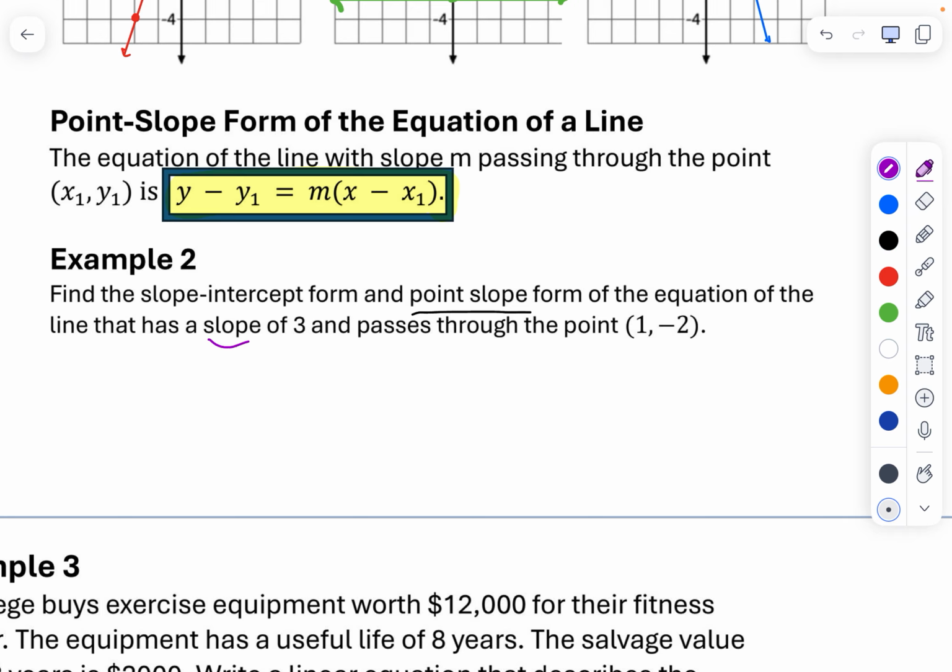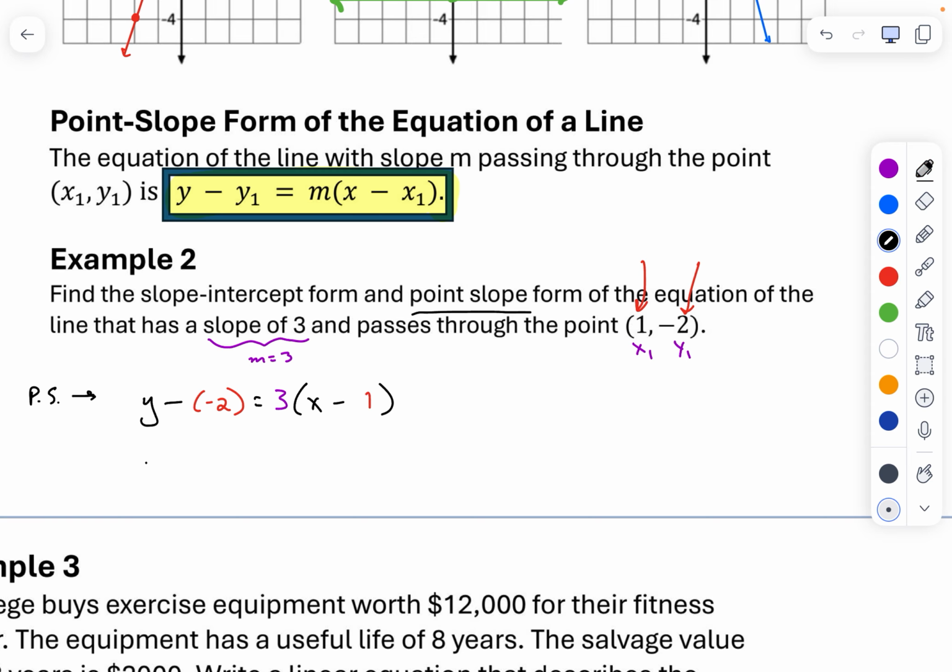So if the slope is 3, that tells us that m equals 3. If it goes through the point, now we know x1, y1. So we know that x1 equals 1, y1 equals -2. So as we're building the point-slope form, it's going to look a little something like this. y minus, what's y1, please? -2. And that's equal to, what's my slope, please? 3 times x minus, and what's x1, please? 1.